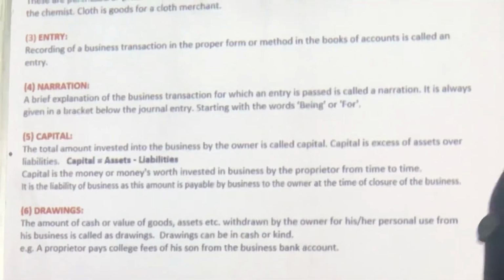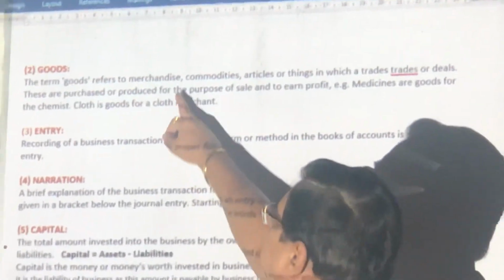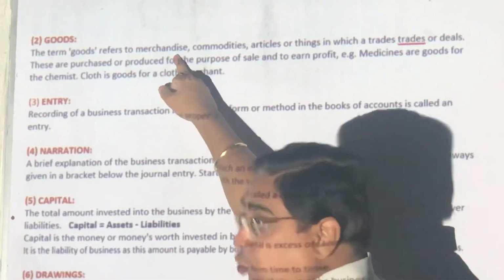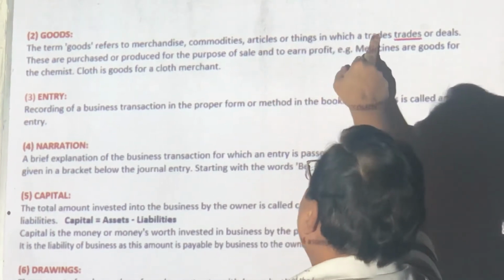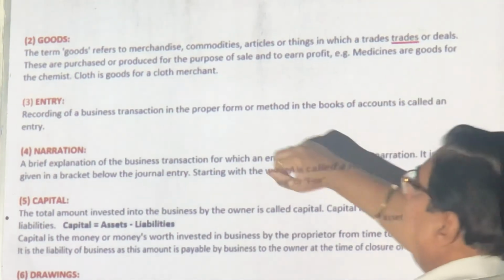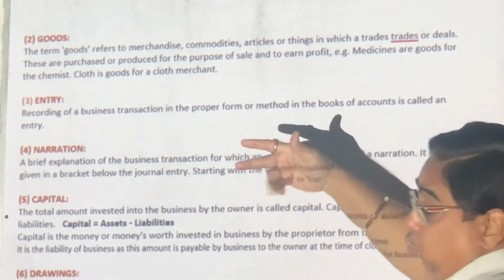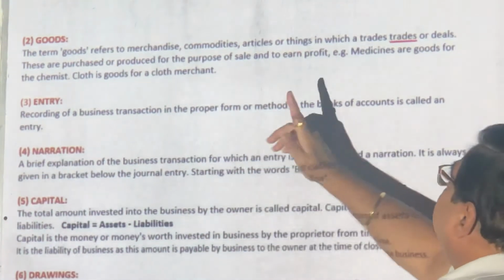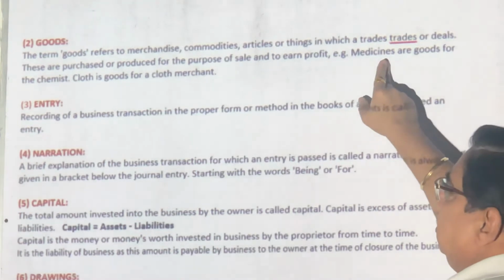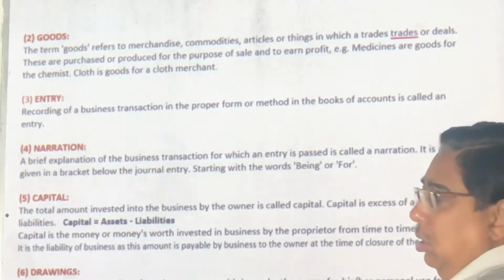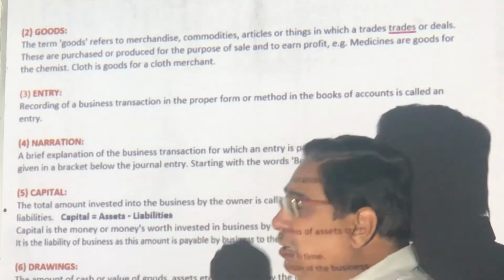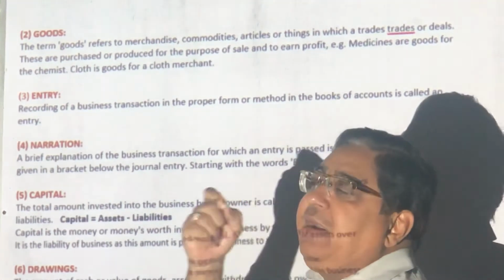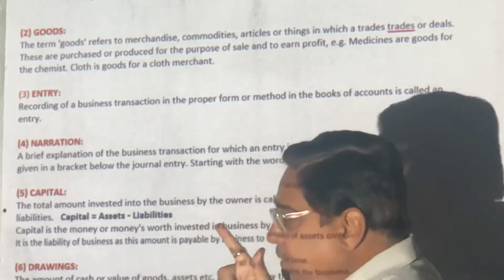Second important thing is goods. Goods are merchandise, the goods, actual commodity, article, things in which a trader trades. They are purchased or produced. You may buy them and sell them or you may make them for profit. Medicine, cloth. Entry. When you write in the book of account, you enter the information in the book of account. The entry has been made for that transaction.